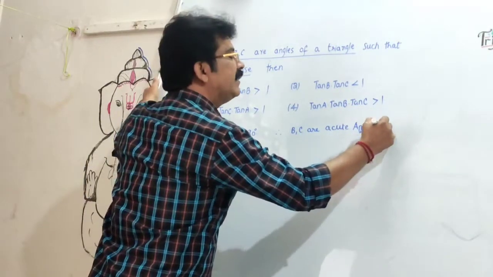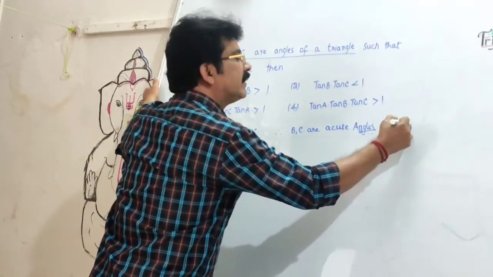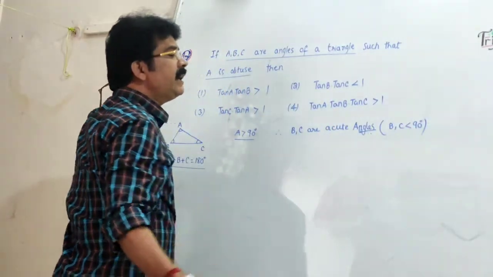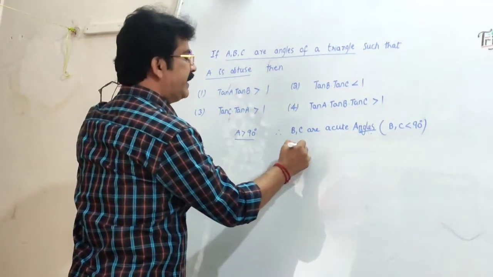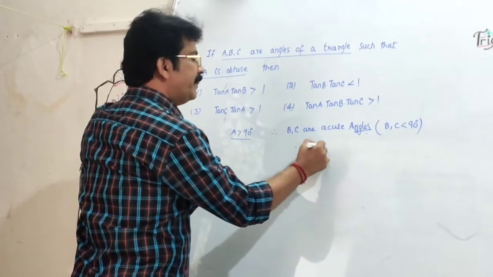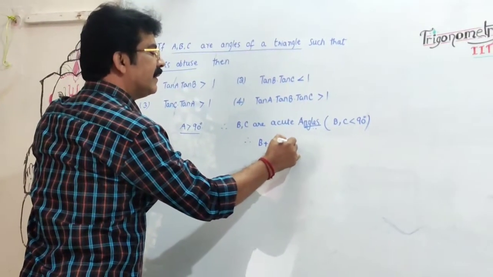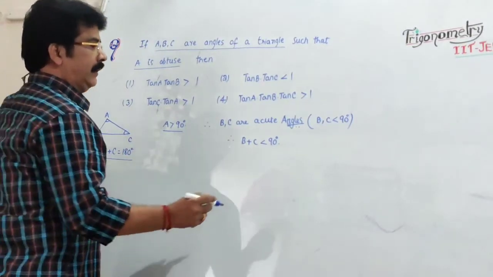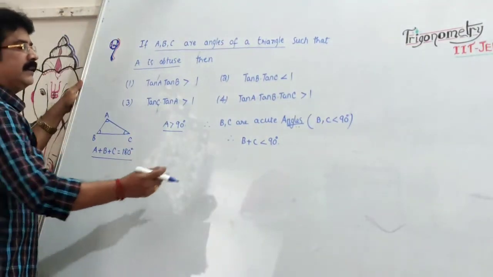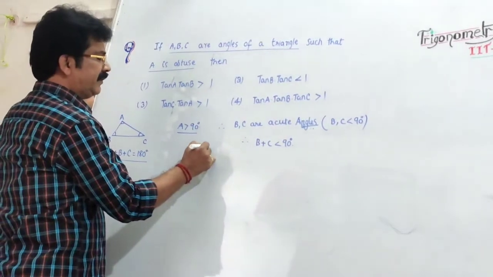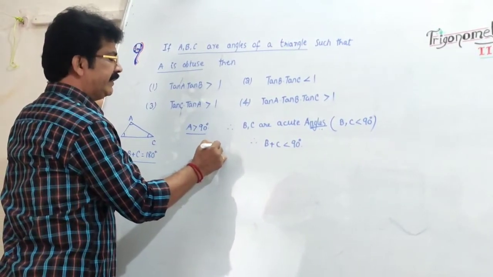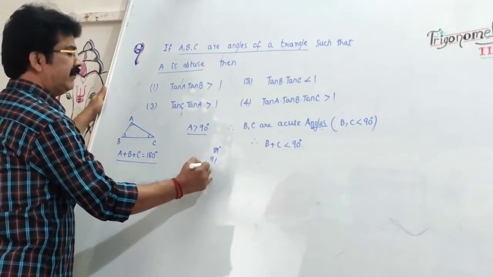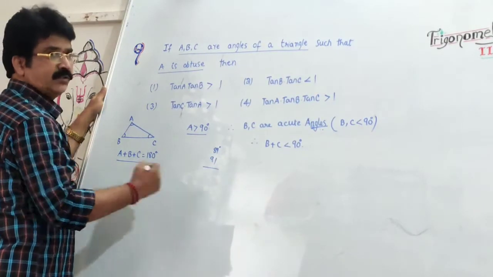Okay. Acute angles means what? B, C less than 90 degrees. So definitely its sum B plus C is less than 90 degrees. Because for example, less than 90 degrees means, for example, say 89 degrees. Greater than 90 means 91, so that it is 180.